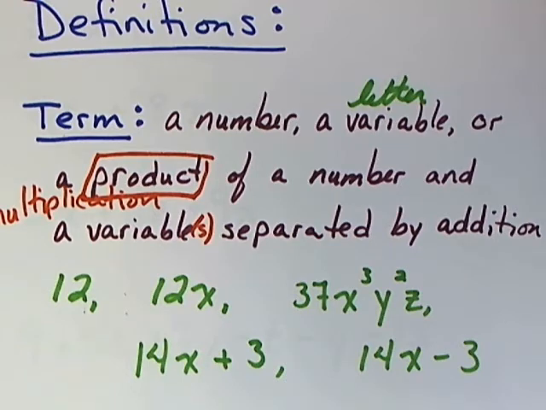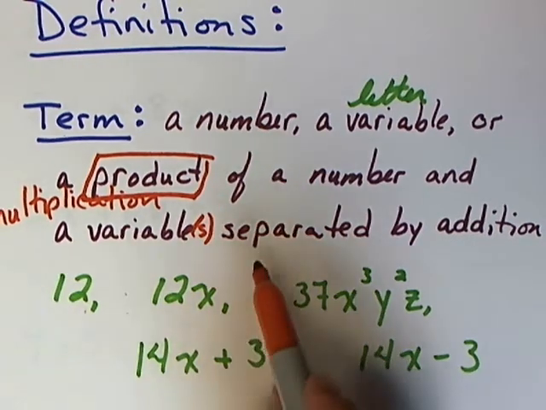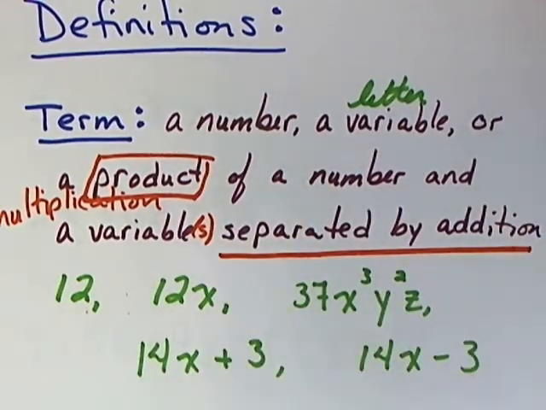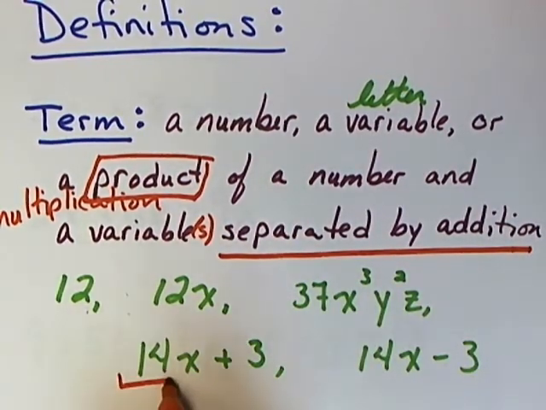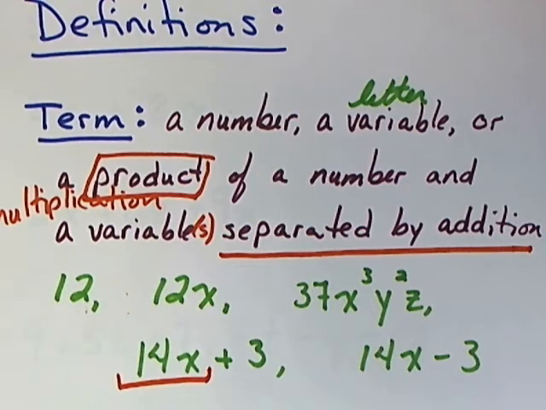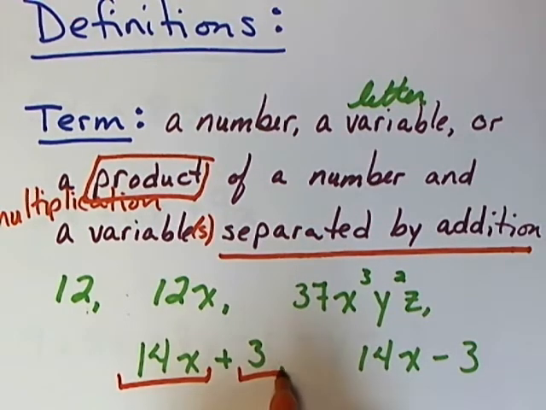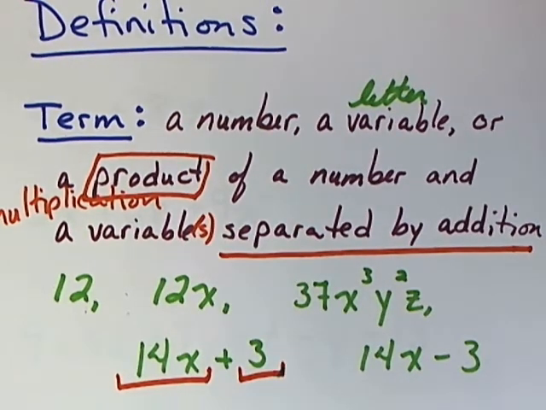Then I have 14x plus 3. Now in this case, this is not a single term, this is two terms, because our terms are separated by addition. So the first term is 14x, that's the product of a number and a letter, but then we're adding, and so the first term ends, and then after your addition sign, your second term begins, and your second term is a 3. So there's two terms there, a 14x and a 3.